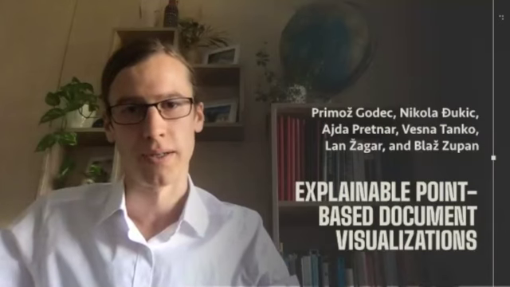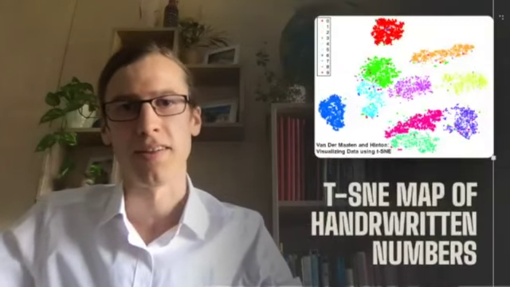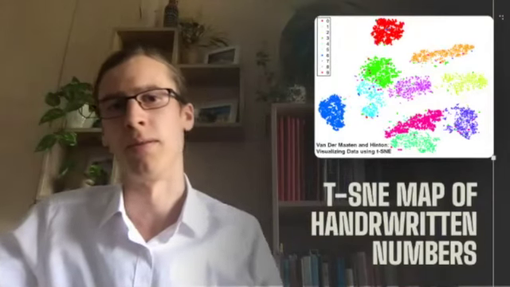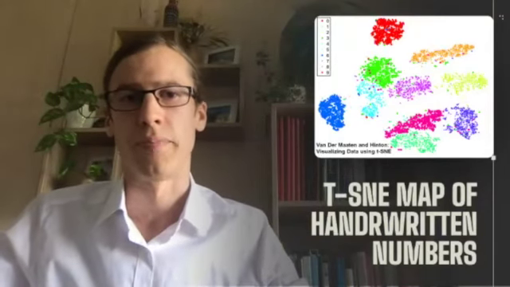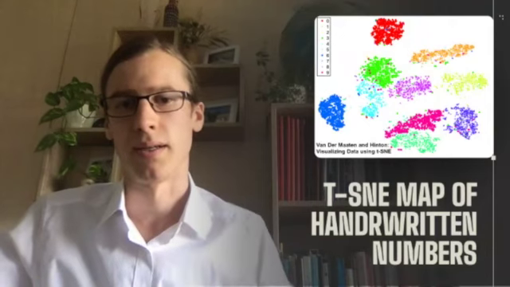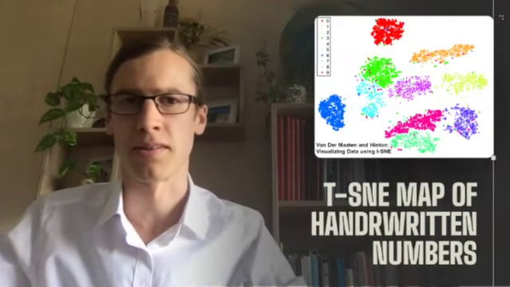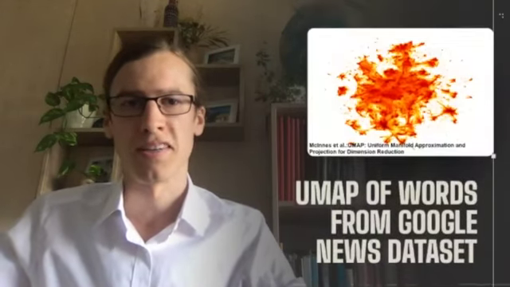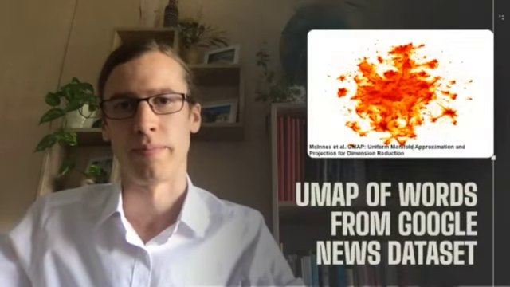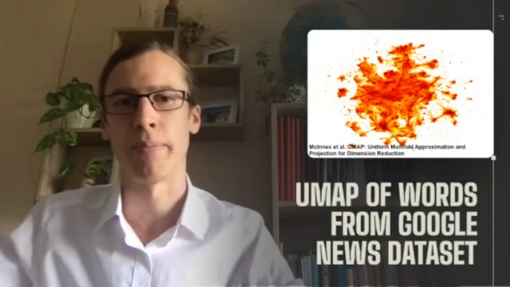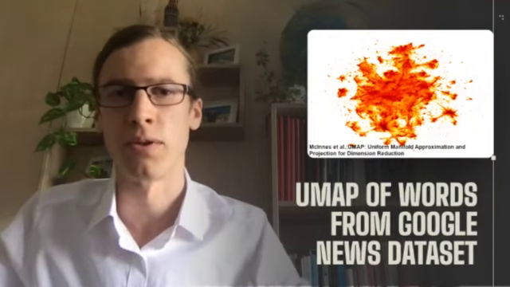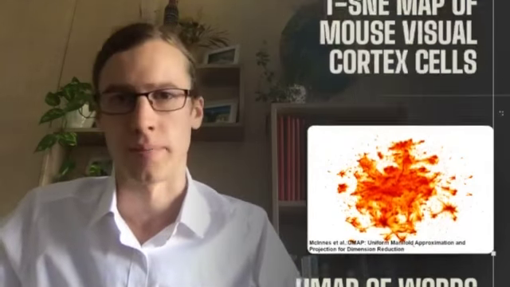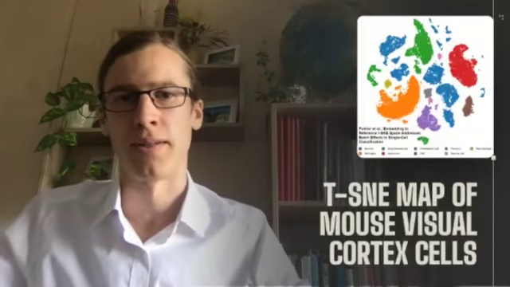For example, it is a t-SNE map of images of handwritten numbers, and images with the same numbers or clusters flow together and are also represented with colors. Here's the second form of map. It is a UMAP embedding of 3 million words from the Google News dataset. And is this, for example, a third form?